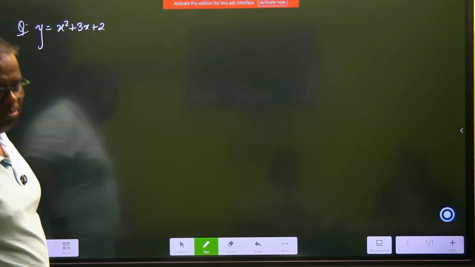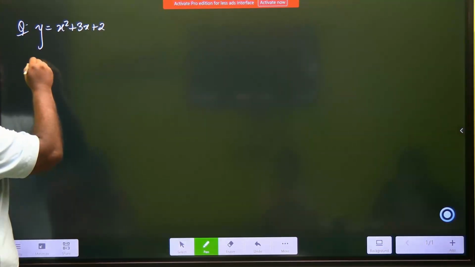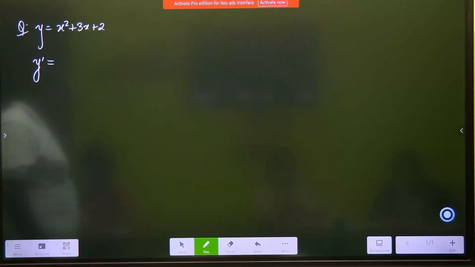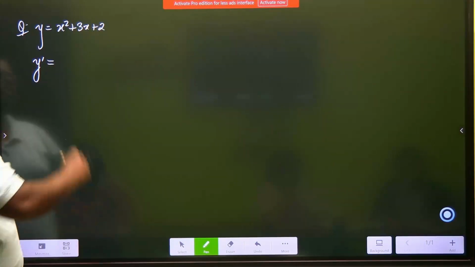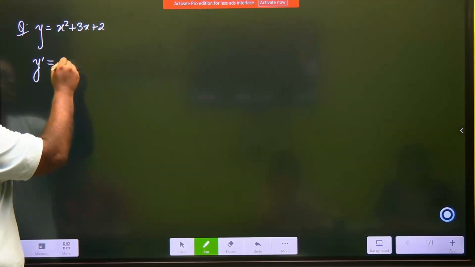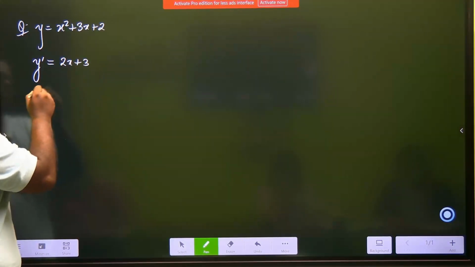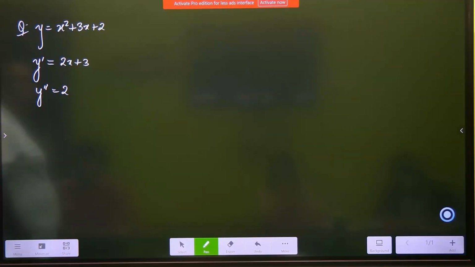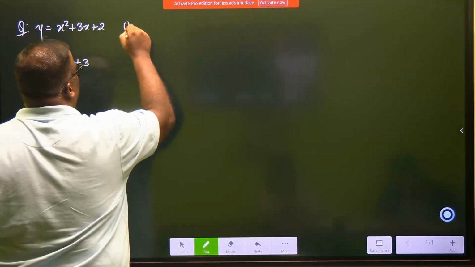Since we are a little bit matured now, we can write it like this: y prime. Y prime means first order derivative. Y prime can be written as 2x plus 3 and y double prime can be written as 2. That's it, done. Fine. Next question.